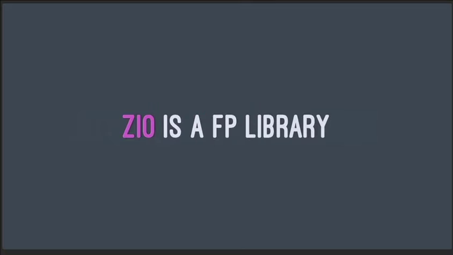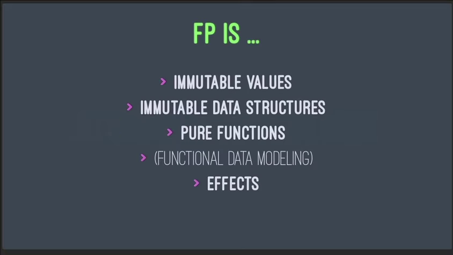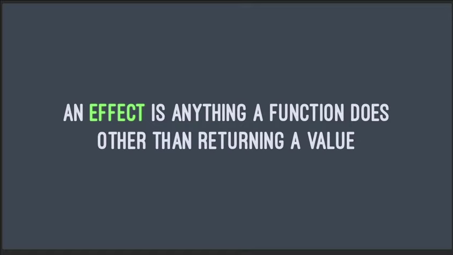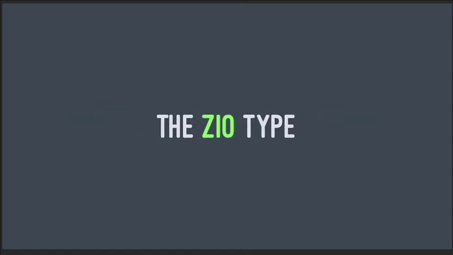Okay, that was a lot to cover, so let's give it a quick recap. ZIO is a functional programming library. Functional programming deals with immutable values, immutable data structures, pure functions, functional data modeling, which I did not cover, and when we can't write pure functions, we use effects. As a pop quiz, do you remember what an effect is? A simplification is to say that an effect is anything a function does other than returning a value. And in ZIO, we create effects with the ZIO type.